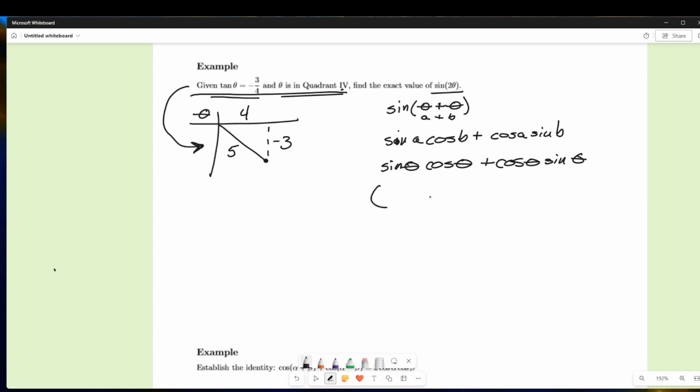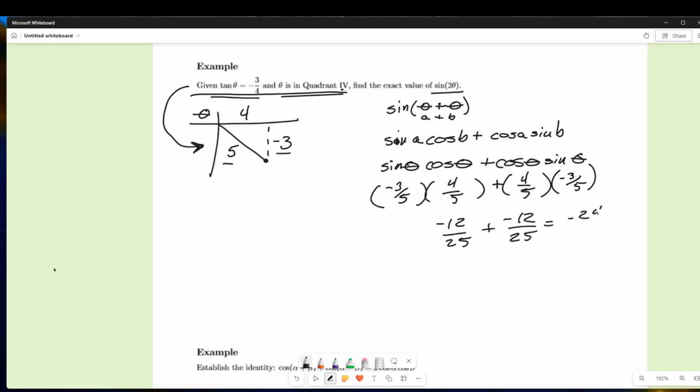But the sine of alpha, if we want to keep them separate, we know the sine of alpha because we have this diagram. The sine of alpha has to be y over r, so negative 3/5. Cosine has to be x over r, so 4/5. Plus the cosine of theta, it's the same theta, so 4/5. And the sine of theta, it's the same theta, so negative 3/5. So negative 12/25 plus negative 12/25 is negative 24/25. And that's the sine of 2 theta.